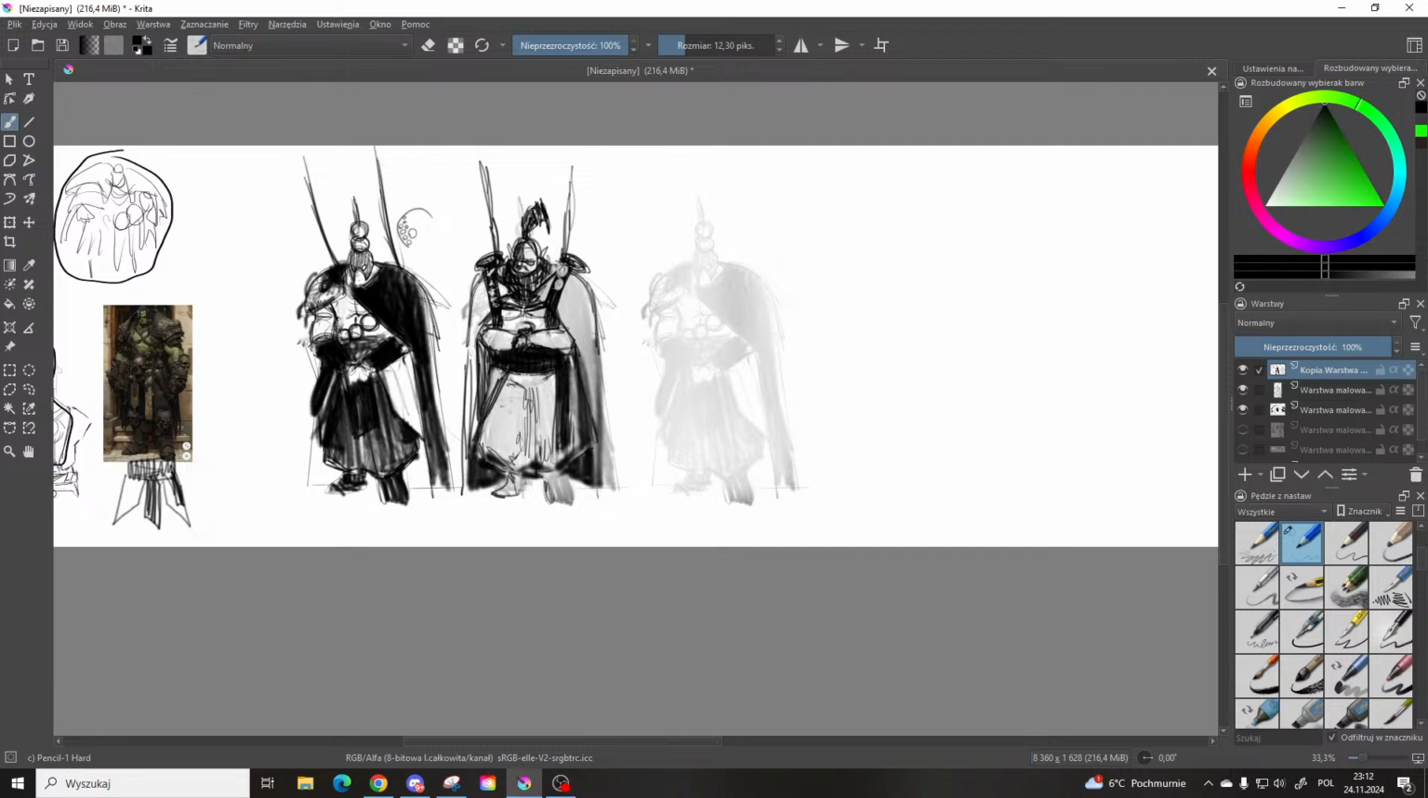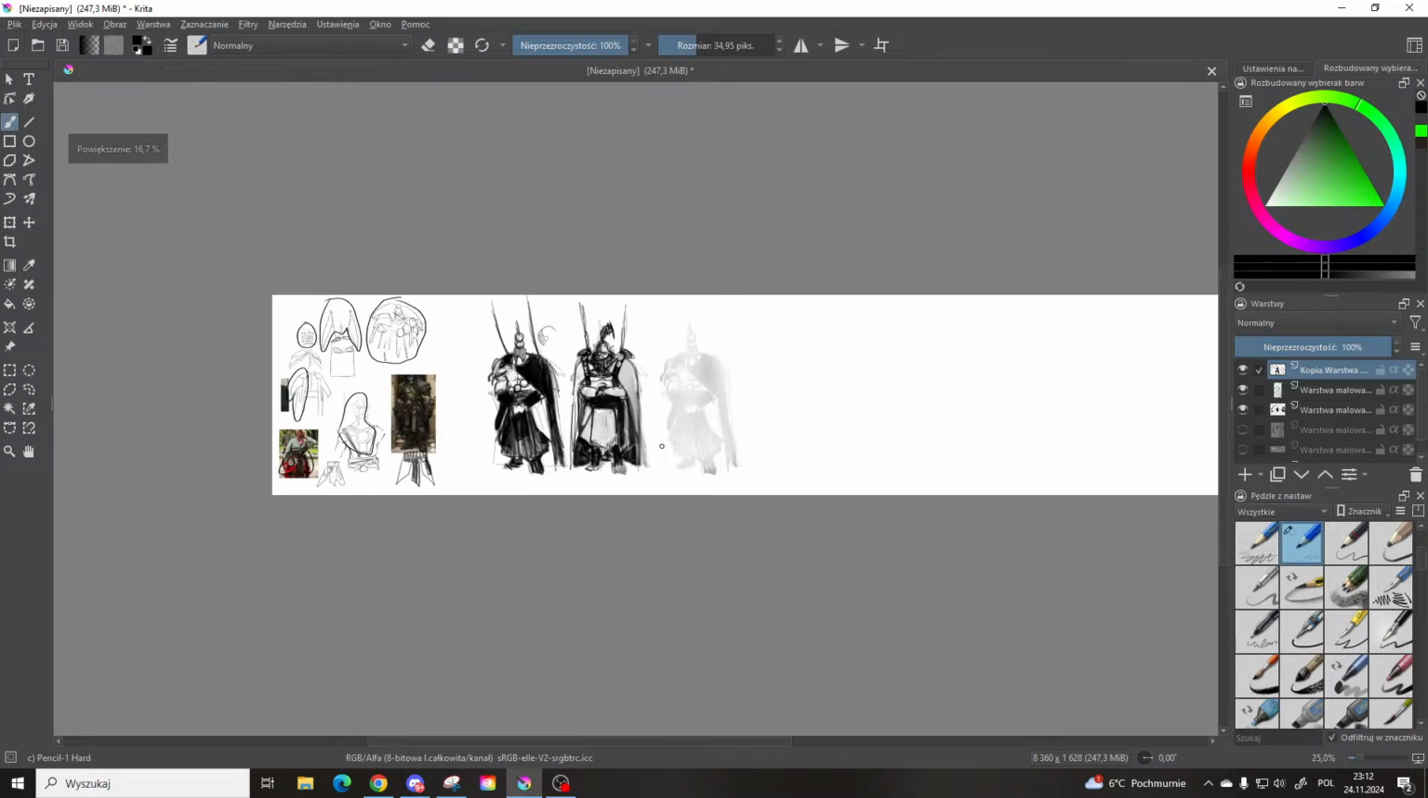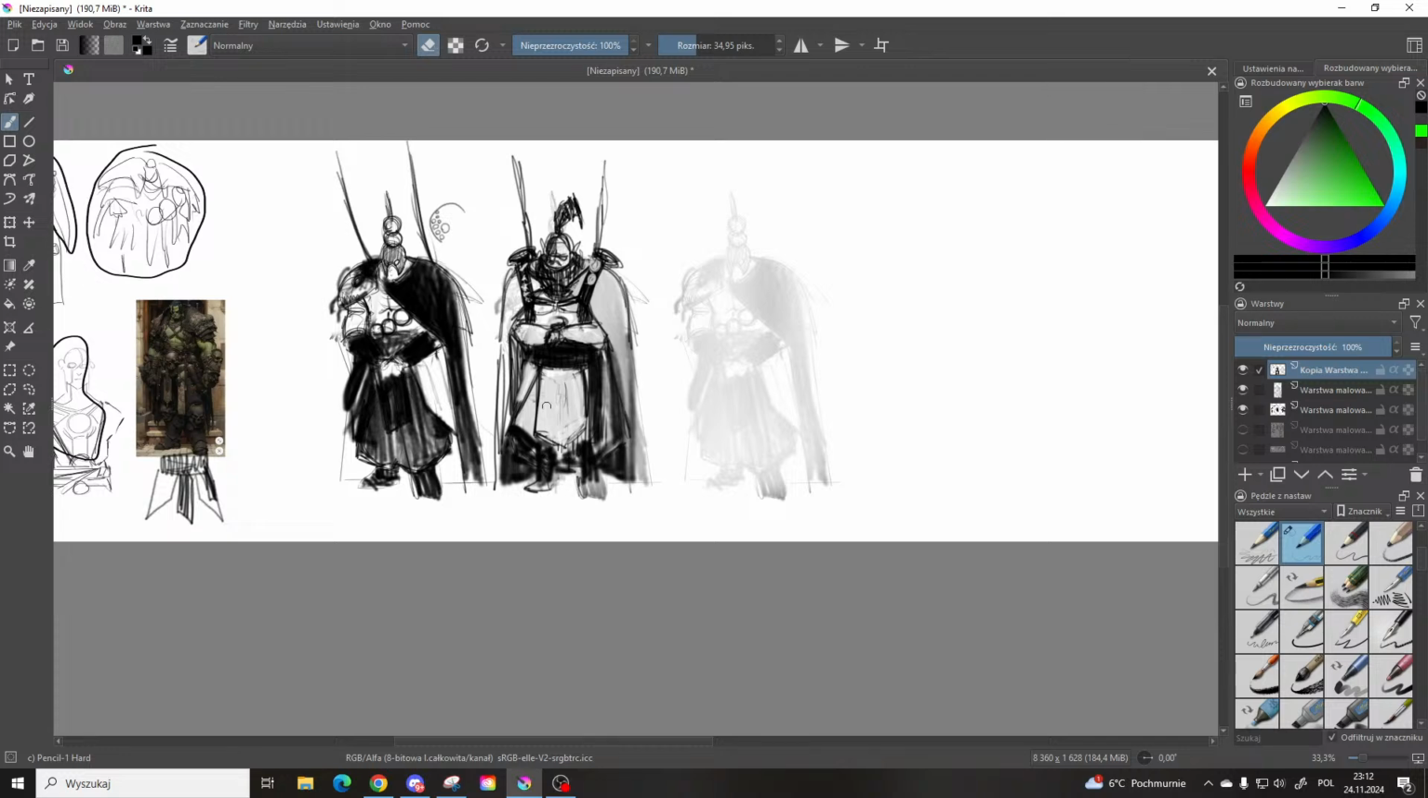I will probably give him more clothing here, more different fabrics overlapping each other, and maybe I will show more of his... oh no, this actually doesn't work that well. Like the bottom part of legs. Yeah, it doesn't really.